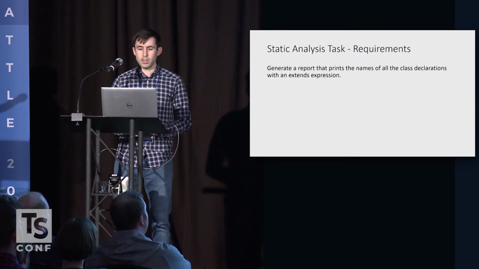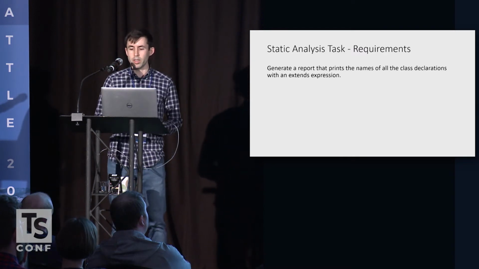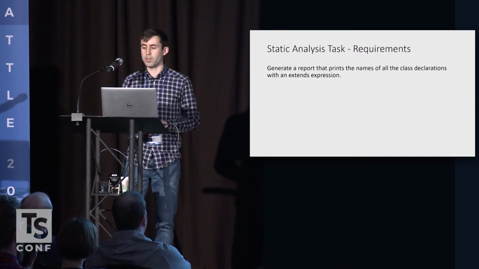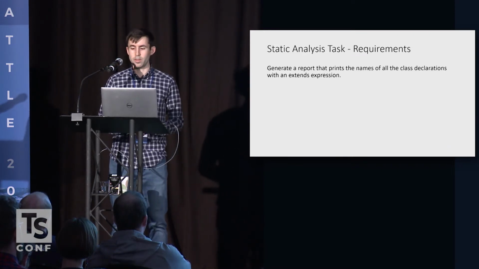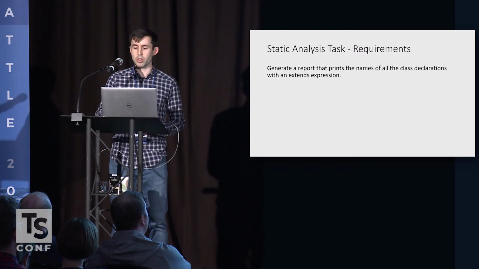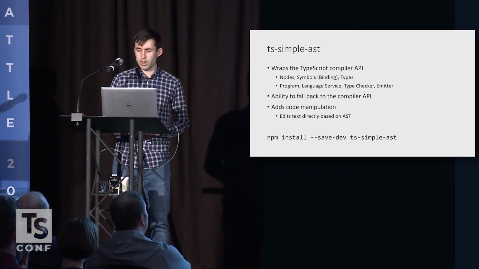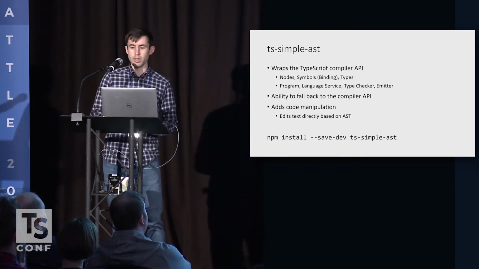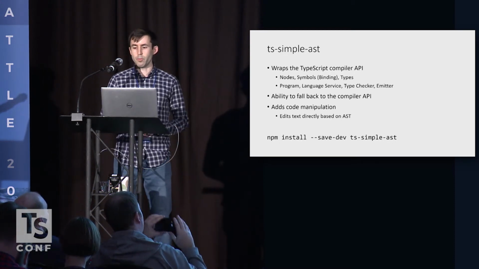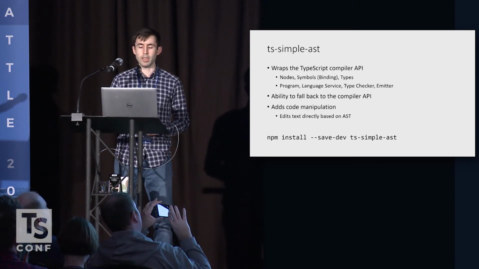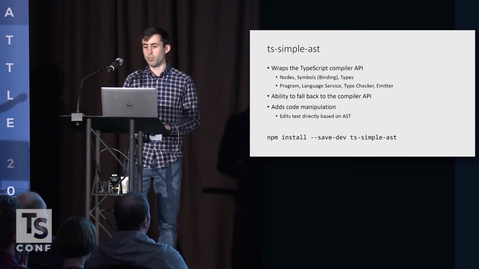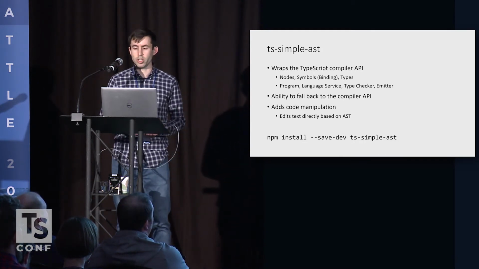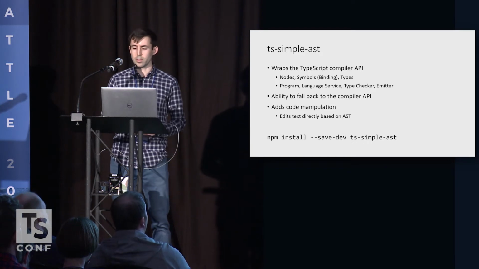So to do our analysis, we could use the compiler API directly, but it would take a lot of time to explain it all, and it has a very steep learning curve. That's why instead I'm going to show you a library I've created for doing this. This library is called Simple Ast. It wraps the TypeScript Compiler API and gives you access to nodes, symbols, and types, as well as the program, language service, type checker, and emitter, among other things.